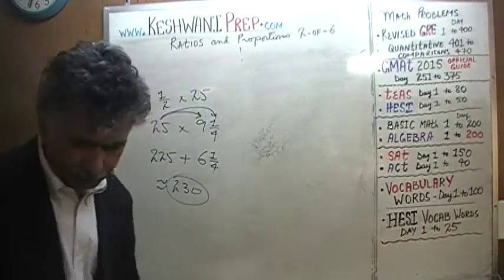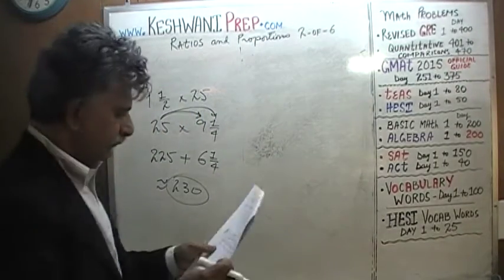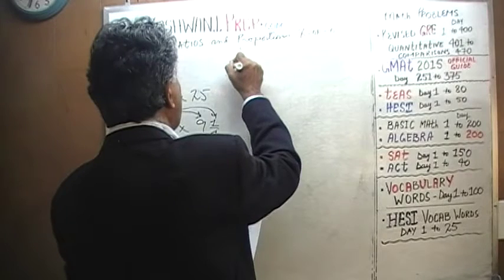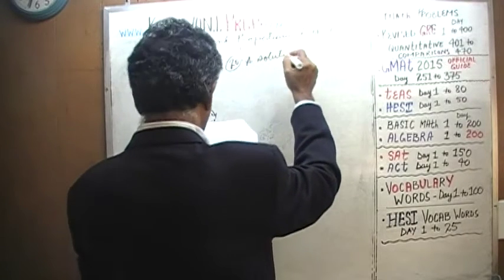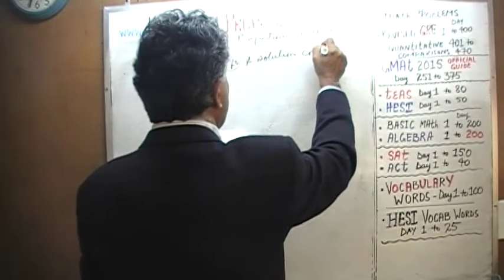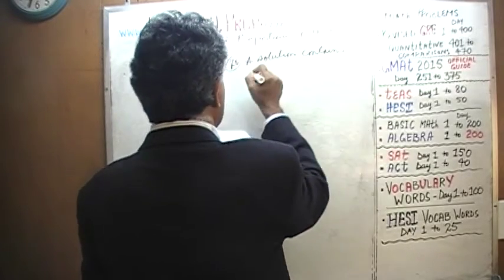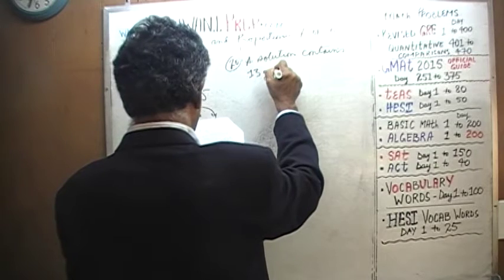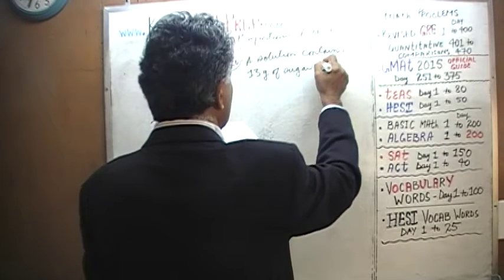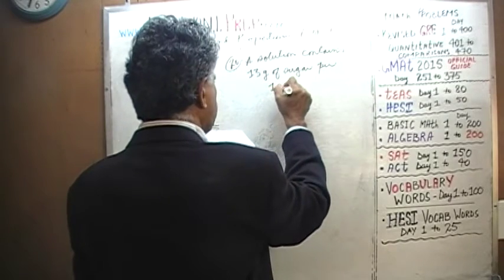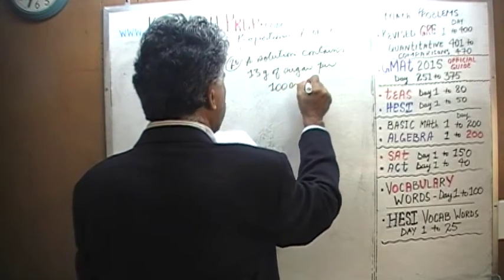Number 20. It says a solution contains 13 grams of sugar per 100 cubic centimeters.